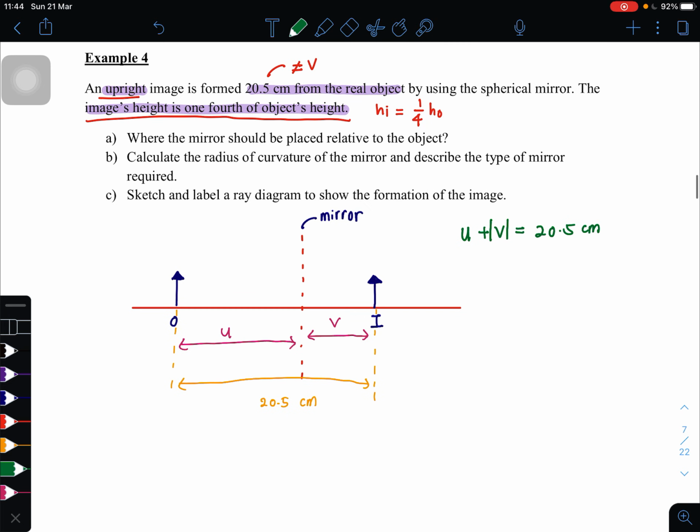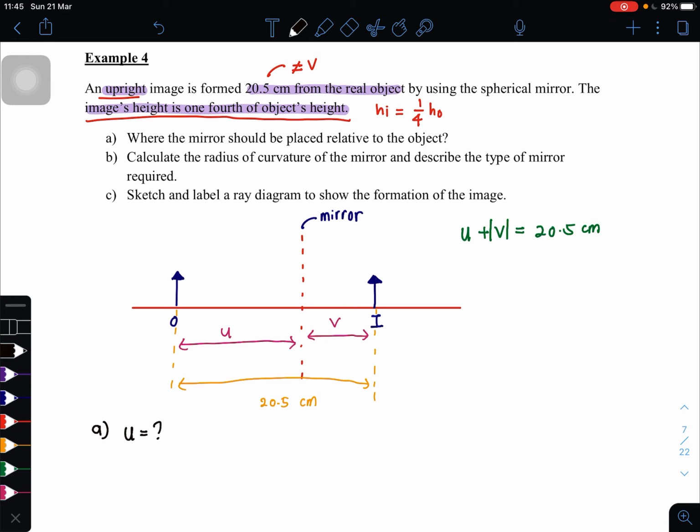Okay. Alright, so first question. Where the mirror should be placed relative to the object. Maksudnya kita mau letak mirror ni dekat mana relative to the object. So this mirror kan dekat sini, we want to place it in, is it here or here or here, but it must be relative to the object. So maksudnya we want to find the value for U. So first question, we want to find value for U.